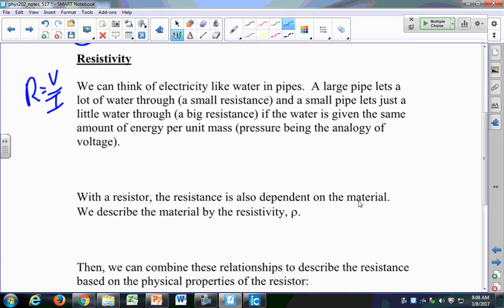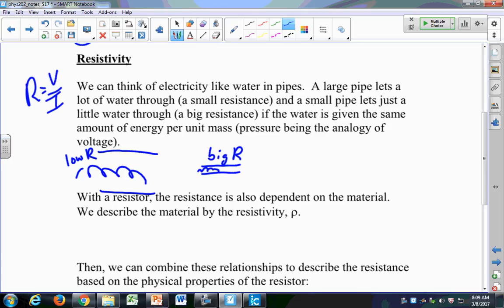We can think of electricity a lot like water in pipes. So a large pipe lets a lot of water through. So if I have a big pipe, it's really easy to have water flow through here. So we would say that it has a very low resistance. Whereas if I have a very thin pipe, then it's harder to push that water through. So we would say that it has a big resistance. Given the same amount of energy per unit mass, it's sort of like the pressure that you're using to push this water through, you'll get more water flowing through the big pipe with the low resistance than you do through the smaller pipe with the big resistance.